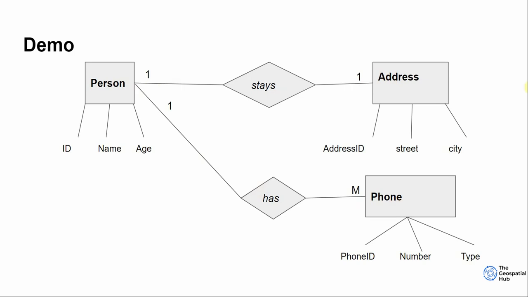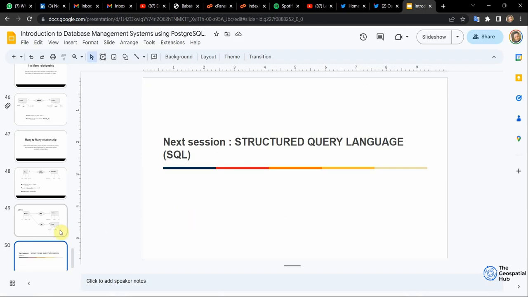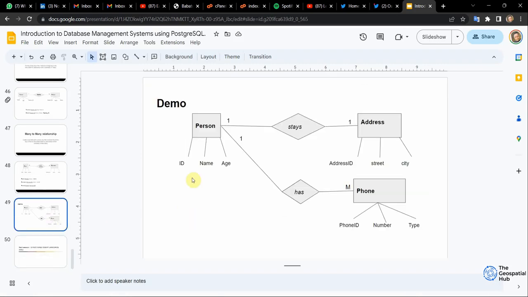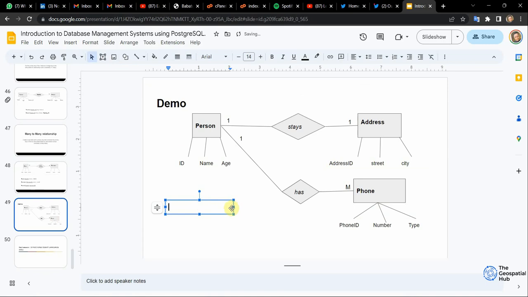To show how we represent this relationship, we'll just have a text box here. The first thing to do is to create the tables. So let us create the first table. Now the first table is the person table. So we create a person table. Now after we've created the person table, the next thing we want to do is to create the columns, right?